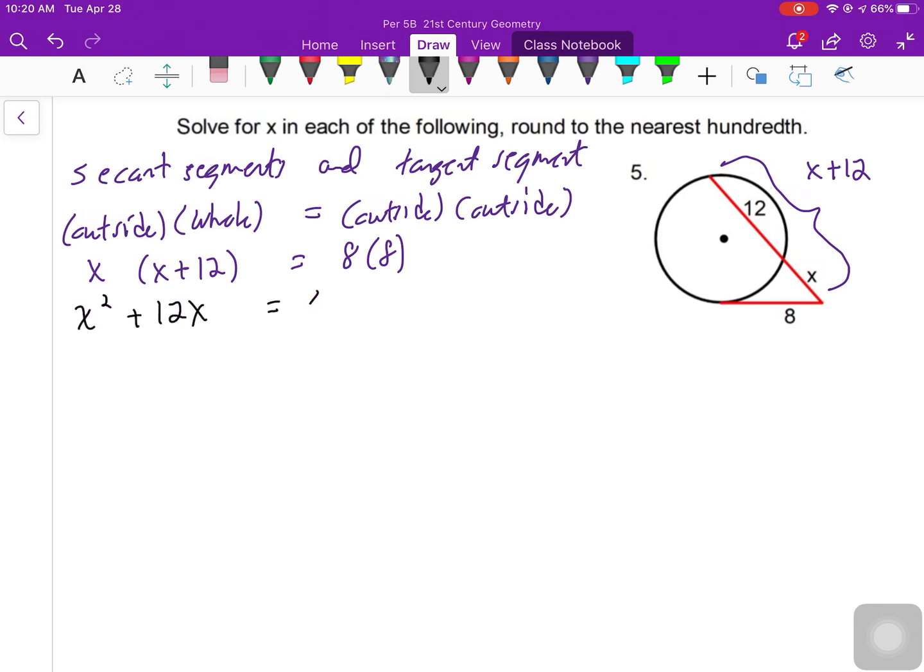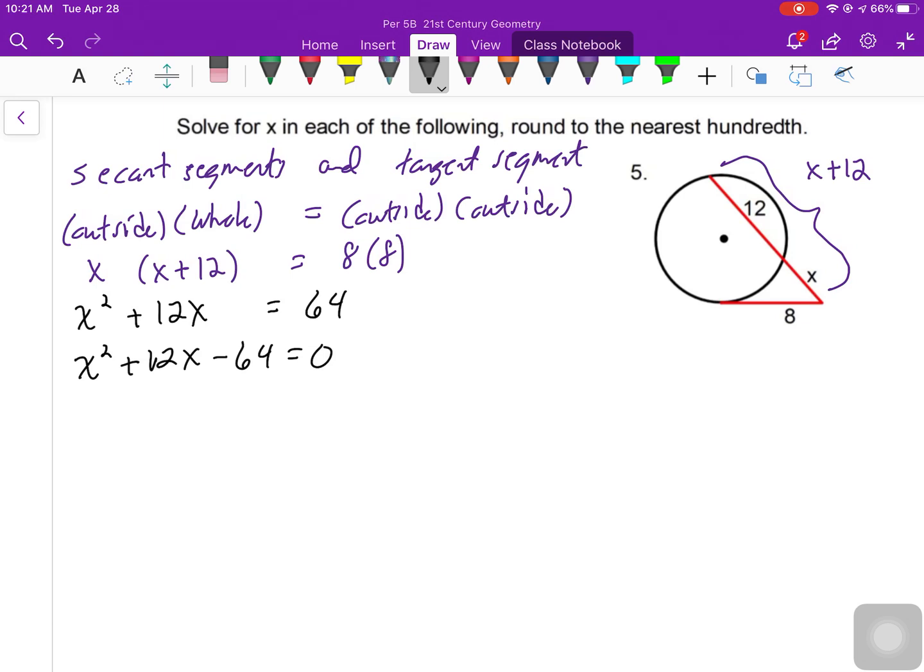Next, doing our algebra, we distribute: x squared plus 12x. 8 times 8, of course, is 64. This was a quadratic equation. We must have 0 on one side. We subtract 64. x squared plus 12x minus 64 equals 0.